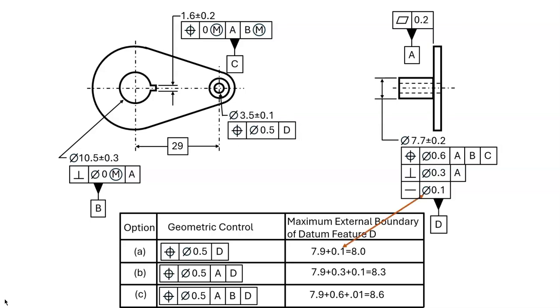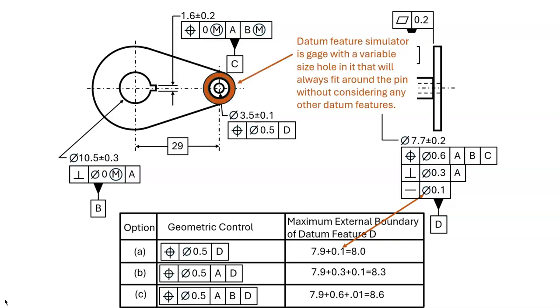When the feature control frame references only datum feature D, the max possible boundary is calculated without regard for location or orientation relative to any other datums. The max possible boundary will be the smallest boundary that will always fit around datum feature D without regard to any other datums. That boundary will be equal to the largest allowable size plus the amount that it could bend. Therefore, it is the largest size of 7.9 plus the straightness tolerance of 0.1.